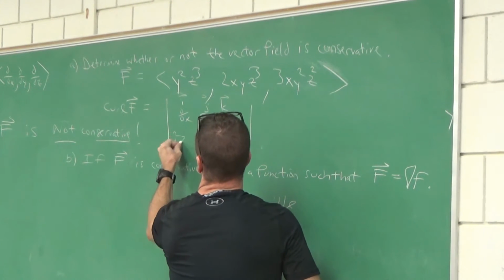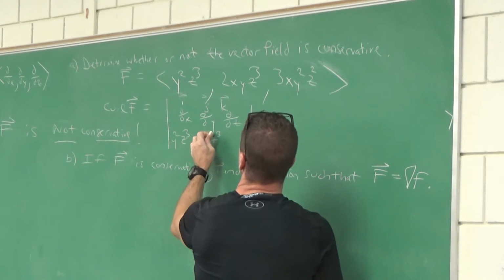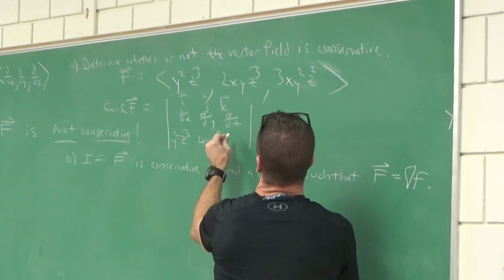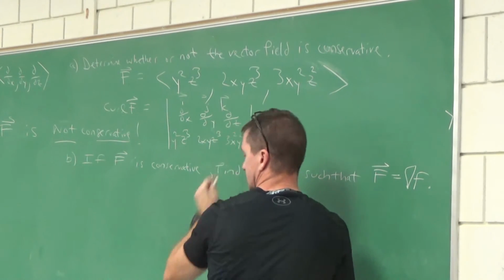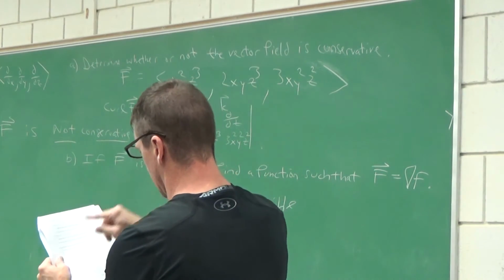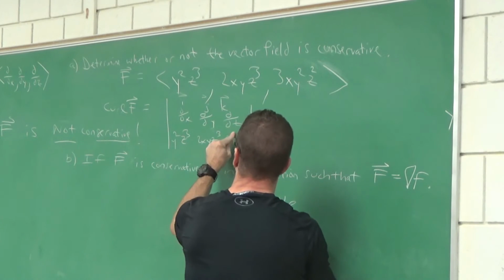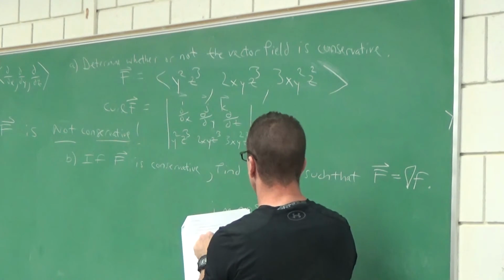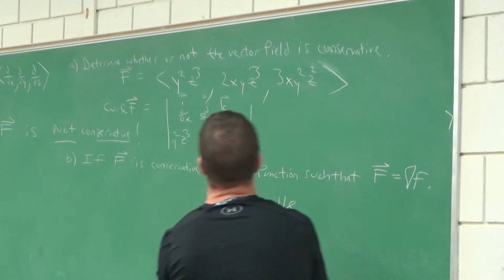Y squared z cubed, 2xy z cubed, and this last component is 3x squared y squared z squared. I want to double check I copied that correctly. 3x, no, that's just 3x, right? And that's 2xy z cubed, that's y squared z cubed. Okay, we're ready to roll.